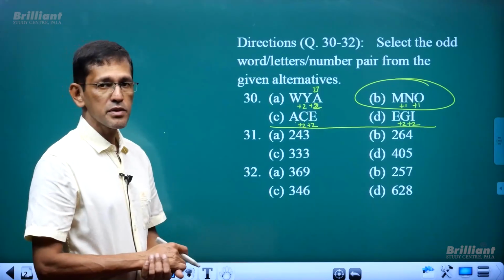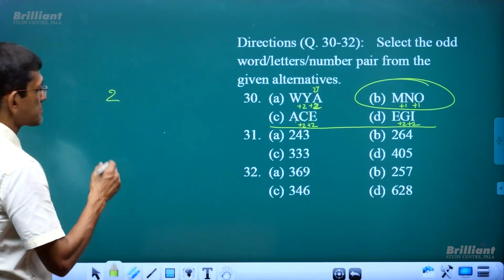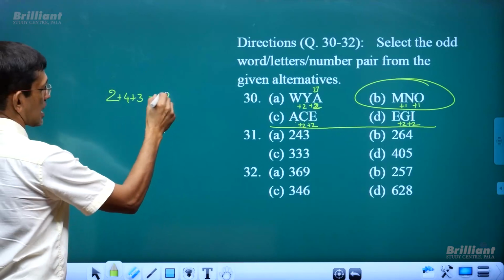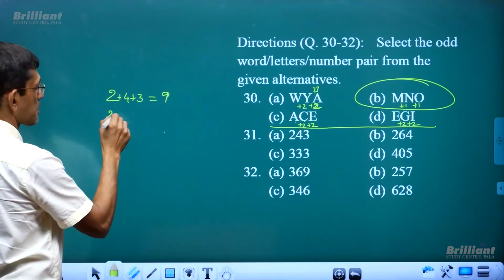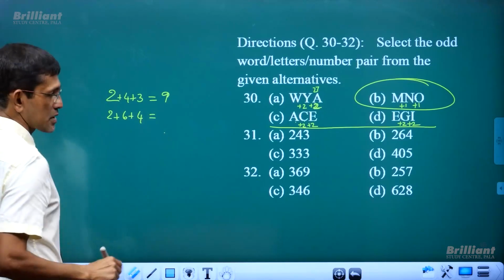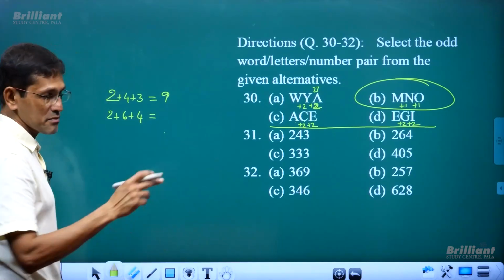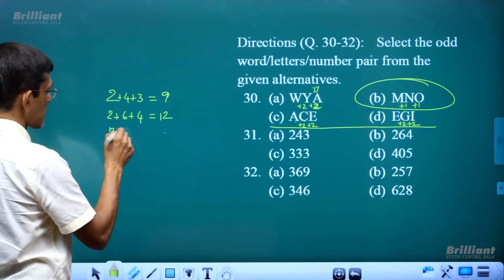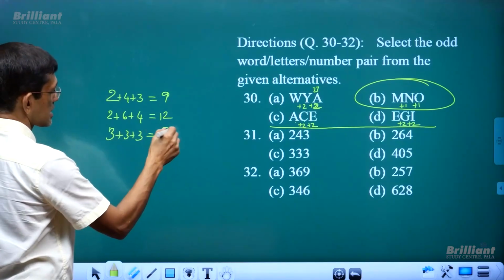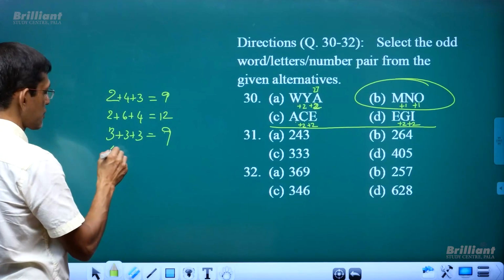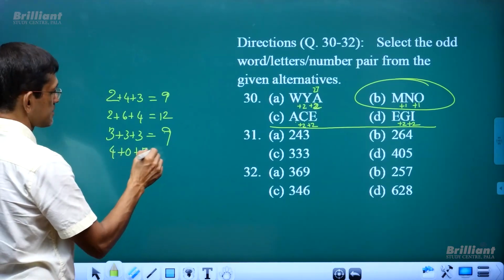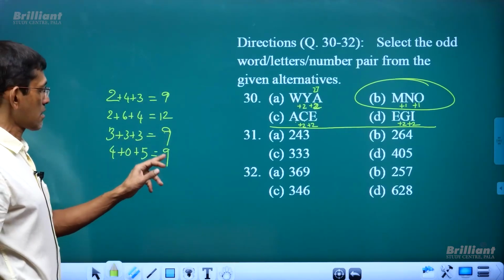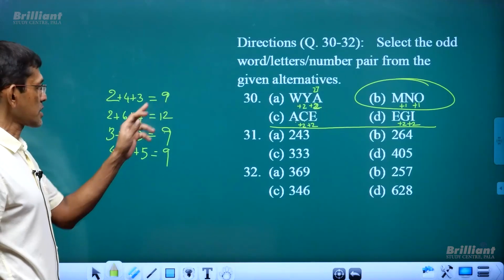Again, the possibility of prime numbers, or sometimes the sum of the digits, 2 plus 4 plus 3, how much is that? 9, right? So 264, 2 plus 6 plus 4. And you know what? This is an interesting and tricky question. We'll come to that. Anyway, we'll take that. This is 12. And 333, well, 3 plus 3 plus 3. What is it? 9. And how about 405? 4 plus 0 plus 5. That is again, when you add it up, what do you get?